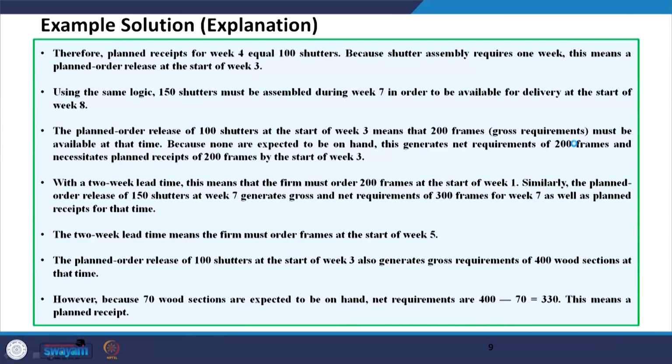So, in your end product, in this particular case, we had 2 components, frames and wood, with different lead times, and accordingly we have planned them, so that when my final requirement is there, I should be able to fulfill that final requirement. This is the explanation of what we have already discussed. So, I think we need not go into this explanation of the example, but you can read it, because it will help you in understanding how these calculations are made.